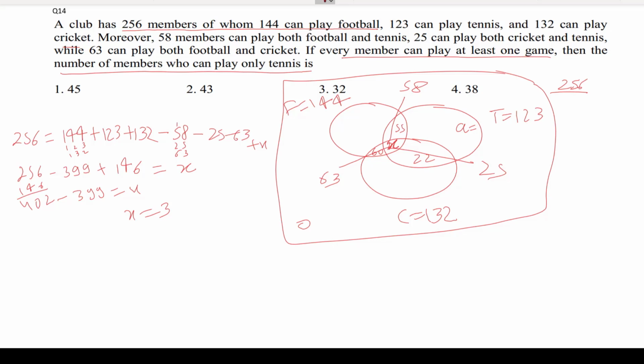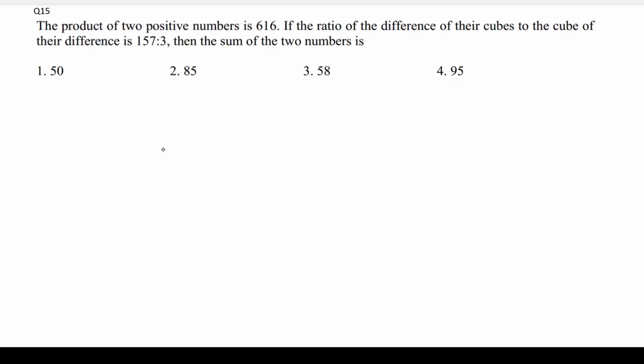So a plus 55 plus 3 plus 22 equals to 123. That will be 58 and 60 and 80. That will be 53. 80, that will be 43. 43 is the answer.